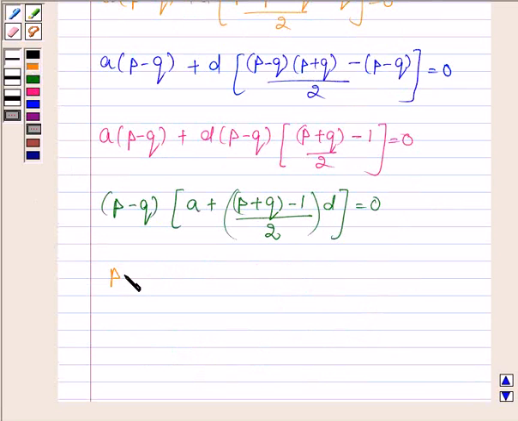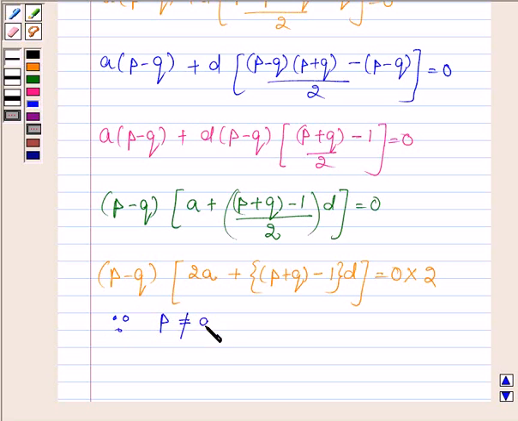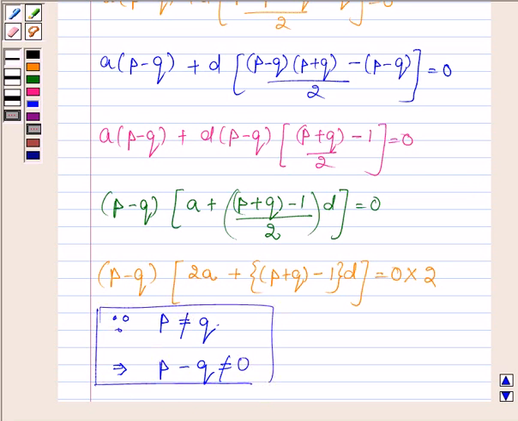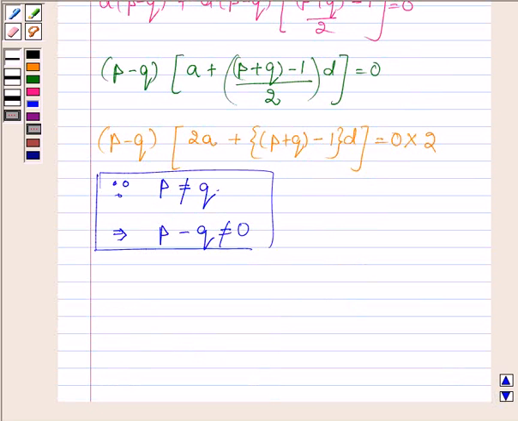Or p minus q into 2a plus p plus q minus 1 into d is equal to 0. Multiply by 2, since 2 is the LCM. Now since we are given that p is not equal to q, so this implies p minus q is not equal to 0. Since we are given that the sum of first p terms of an AP is equal to the sum of first q terms, therefore p is not equal to q. Now, since this is not equal to 0, this will imply that 2a plus p plus q minus 1 into d is equal to 0.